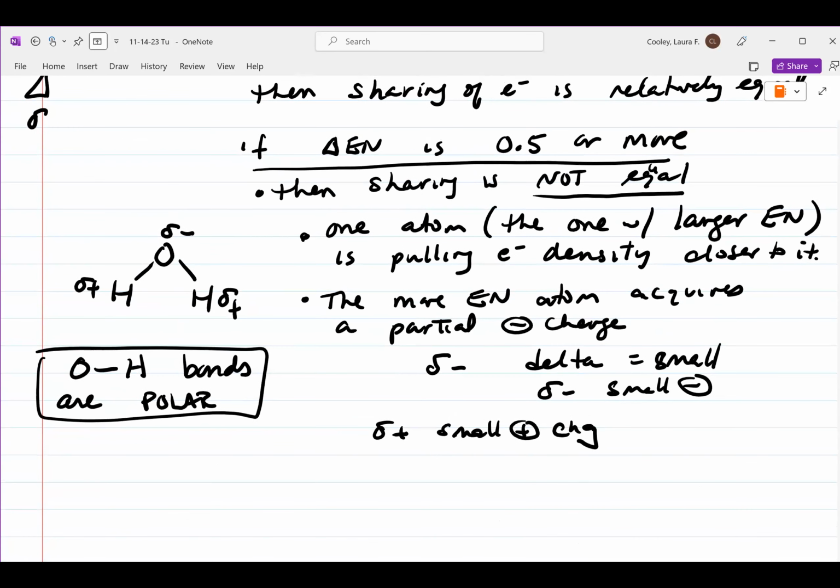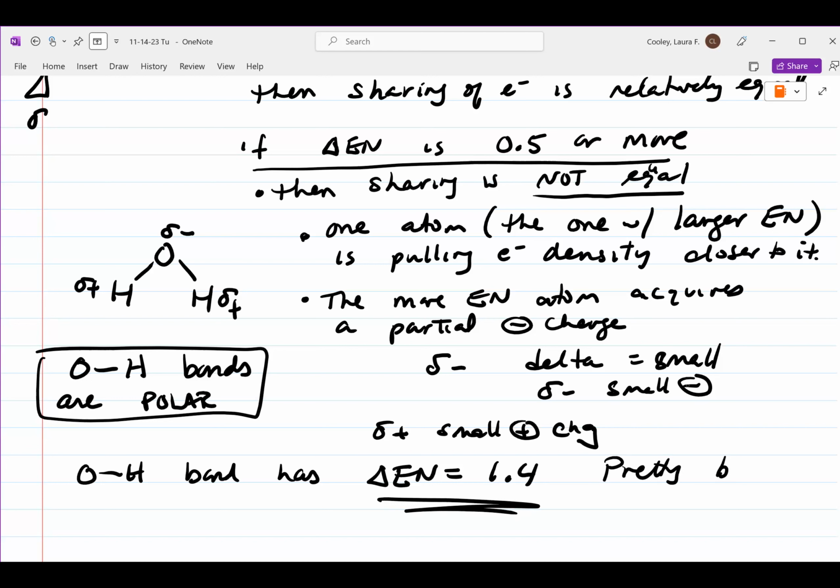It's pretty funny anyway. All right, so getting back to this. We have these delta charges that make certain bonds polar because the electronegativity of different atoms is not the same. So an OH bond has an electronegativity difference of 1.4. That's pretty big. That's a pretty polar bond. That's a pretty big difference. So that's quite polar.